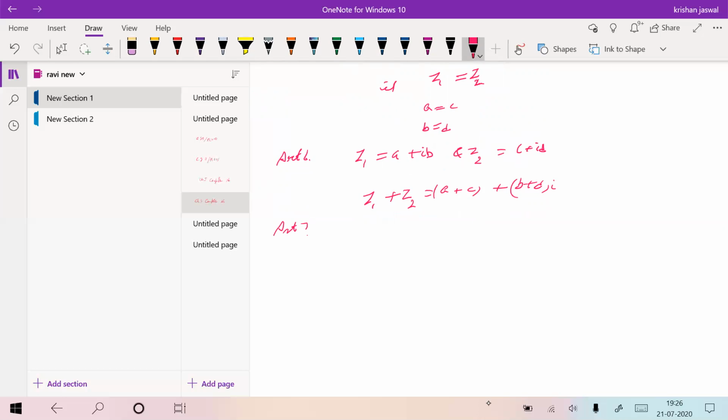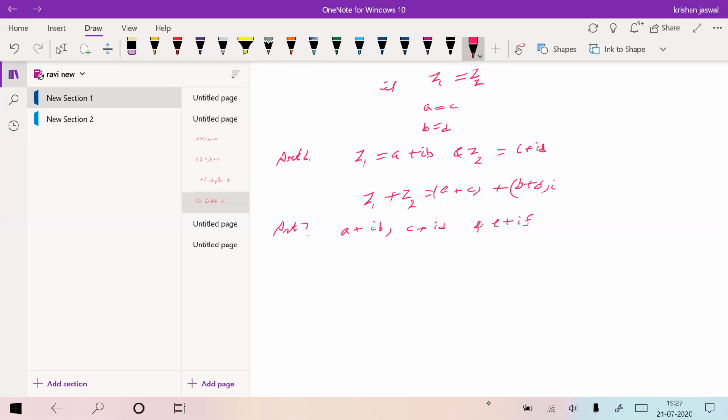Article number 7: prove that the binary operation of addition in C is associative, commutative, possesses an identity element, and is such that every element of C has an additive inverse. We have to prove these properties. If we have three complex numbers, a plus iota b, c plus iota d, and e plus iota f.